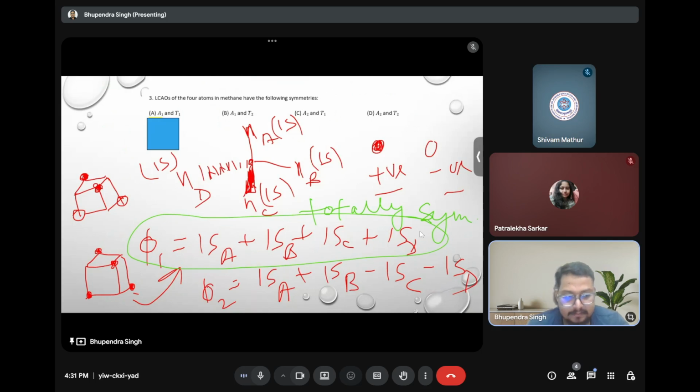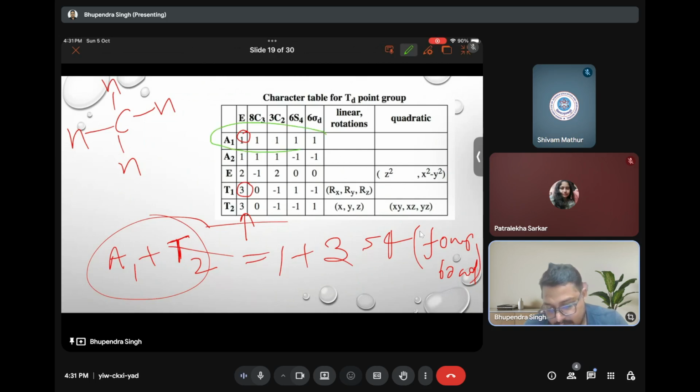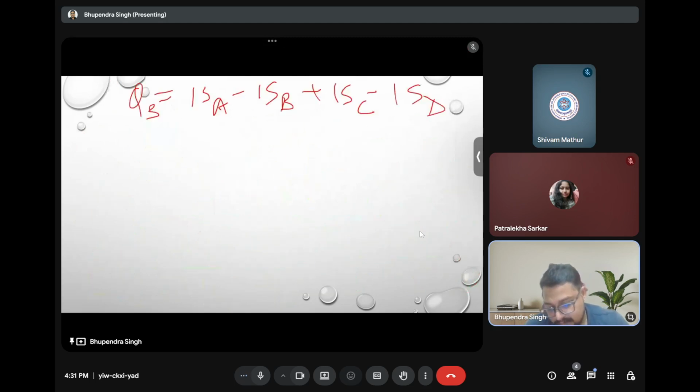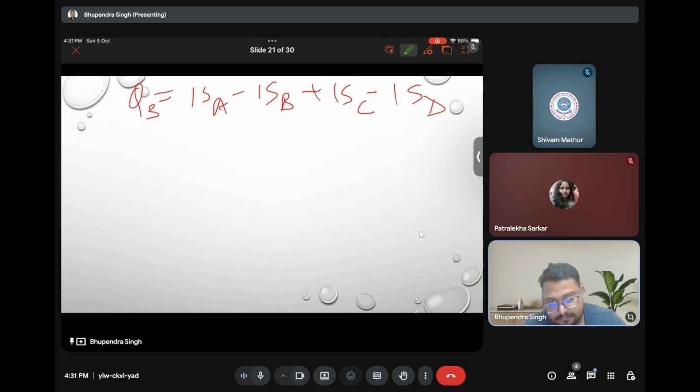So this is the character table, in which you can see all are 1 1 1. This is fully symmetric. This is one situation. And also we have phi 1, phi 2, phi 3, and also going to have phi 4. Phi 4 is 1s A minus 1s B minus 1s C plus 1s D.